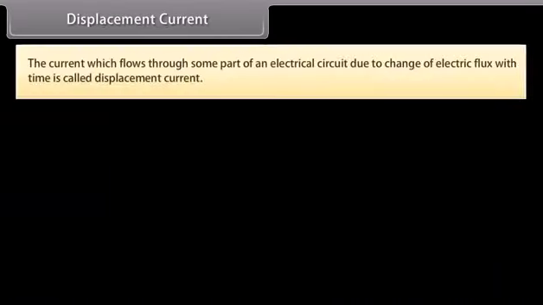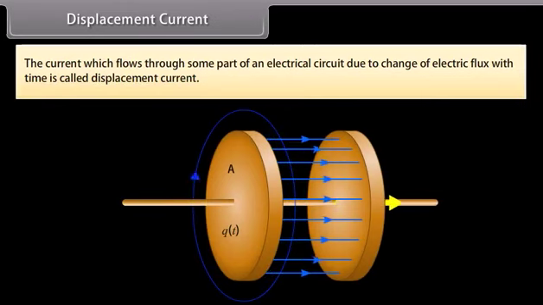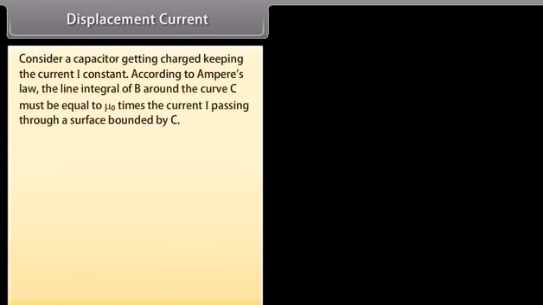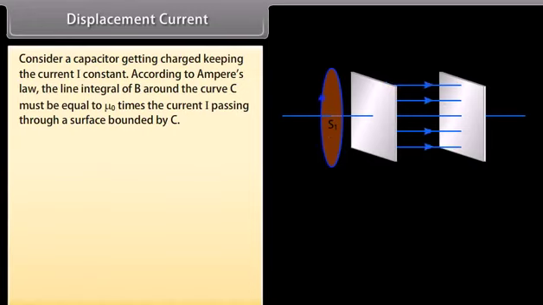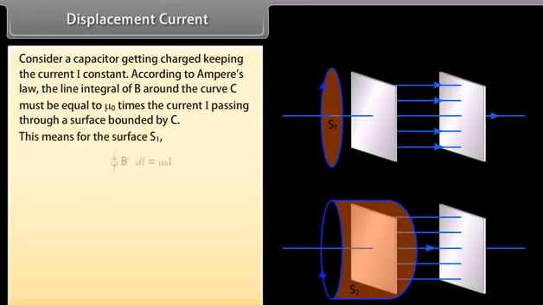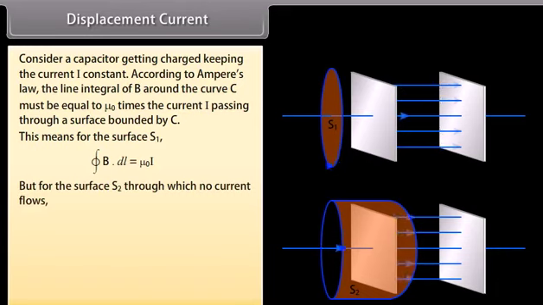Displacement current. The current which flows through some part of an electrical circuit due to change of electric flux with time is called displacement current. Consider a capacitor getting charged, keeping the current I constant. According to Ampere's law, the line integral of B around the curve C must be equal to mu naught times the current I passing through a surface bounded by C. This means for the surface S1, the closed integral of B dot dl is equal to mu naught I. But for the surface S2 through which no current flows, the closed integral of B dot dl is equal to 0. It means there is an inconsistency.